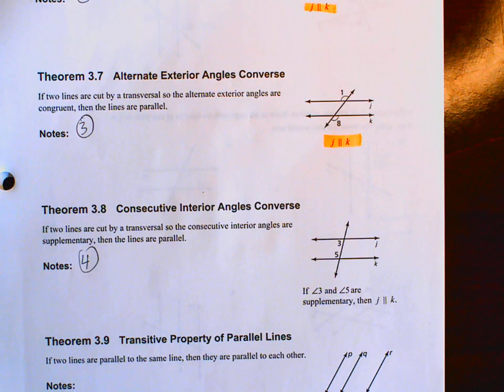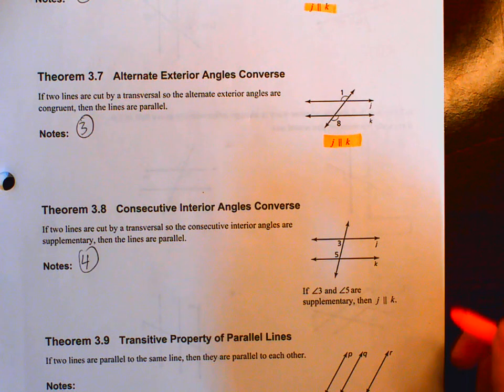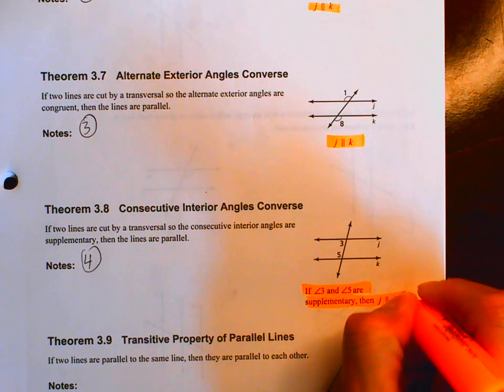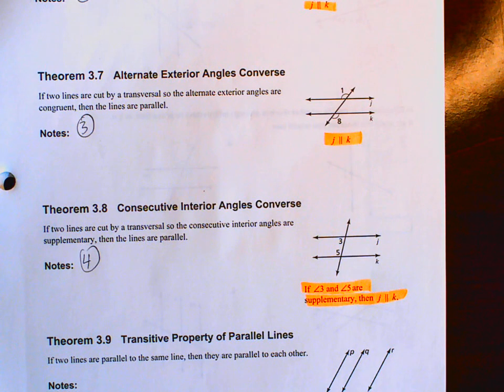And the next one is the consecutive interior angle converse. If two lines are cut by a transversal, so the consecutive interior angles are supplementary, then the lines are parallel. So if angle 3 and 5 are supplementary, then the lines are going to be parallel. So these four theorems, they're the converse of the theorems from last lesson.